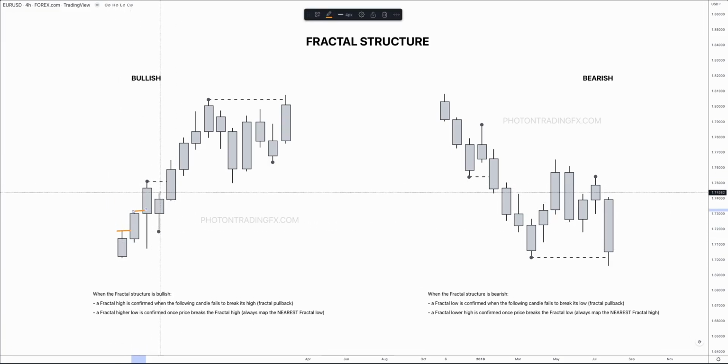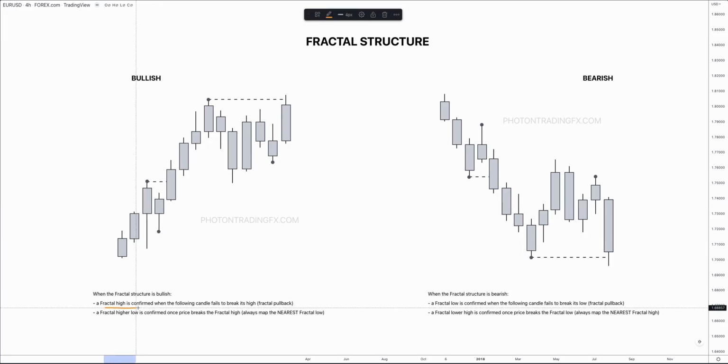Only once we get this pullback here, where this candle fails to break the previous candle's high, that's when the fractal pullback has started. Then we can mark out and draw across that this is the current active fractal high, right? And the low would be somewhere down here, but I haven't got it drawn on in this case, okay? And that's how we do it.